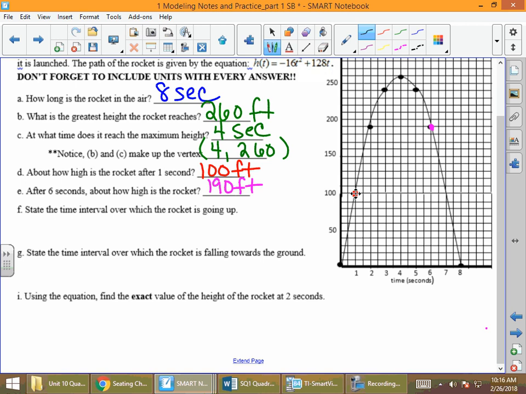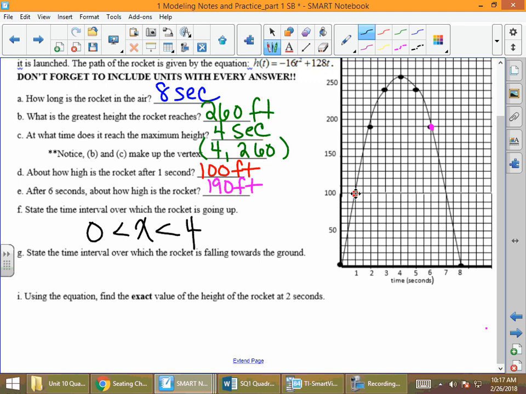The next part says, state the time interval over which the rocket is going up. Well, when we start here, we're going back to some old things that you've heard a long time ago. When we start our graph here, we start going up, up, up. Our graph is increasing. That's what it's looking at here. And when we're increasing, we're going to be increasing in an interval between where we started, which is 0, and when we get to the very top of our graph, and this is time, so this is going to be 4.